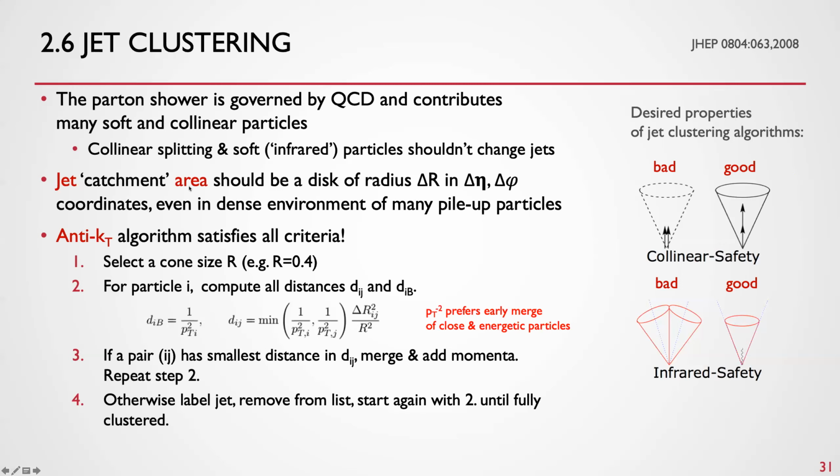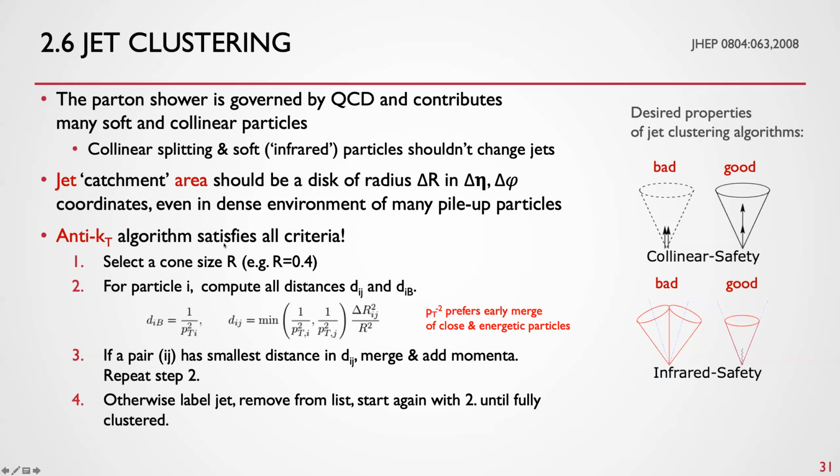Thirdly, the catchment area, which is the average area the particles span when the clustering is complete, should be a disk of radius delta R. So we want to specify a radius parameter and end up with jets of typically that size. Many jet algorithms have been proposed. When I started in 2009, a new paper came out proposing the so-called anti-kT algorithm, which satisfies all the criteria above. Previous algorithms would violate either collinear infrared safety or would produce highly irregular jet shapes.